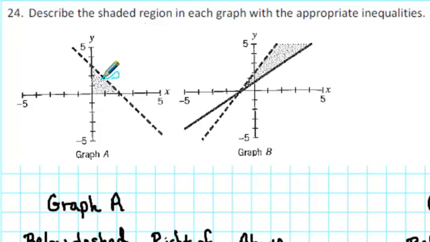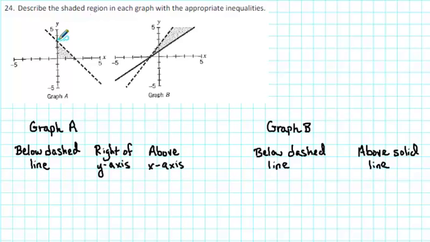So our strategy will be to write an equation for each of the boundary lines and then decide the appropriate inequality that goes with each of the equations. So let's start off with the dashed line. The first thing we might do would be to identify the intercepts.